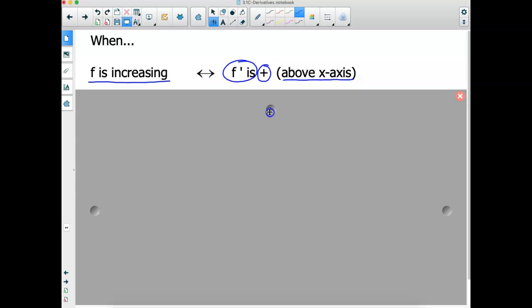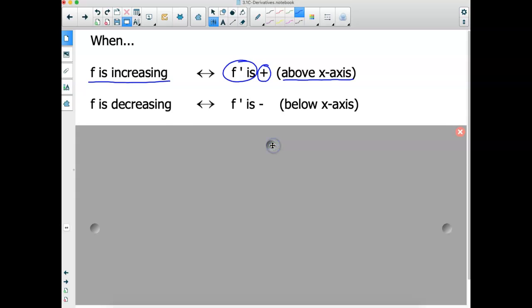If my original function, if f is decreasing, ooh, what does that imply? That implies f prime of x is negative. Because if it's decreasing, I have negative tangents at it. And if f is decreasing, f prime is negative, ooh, all my points are below the x-axis.